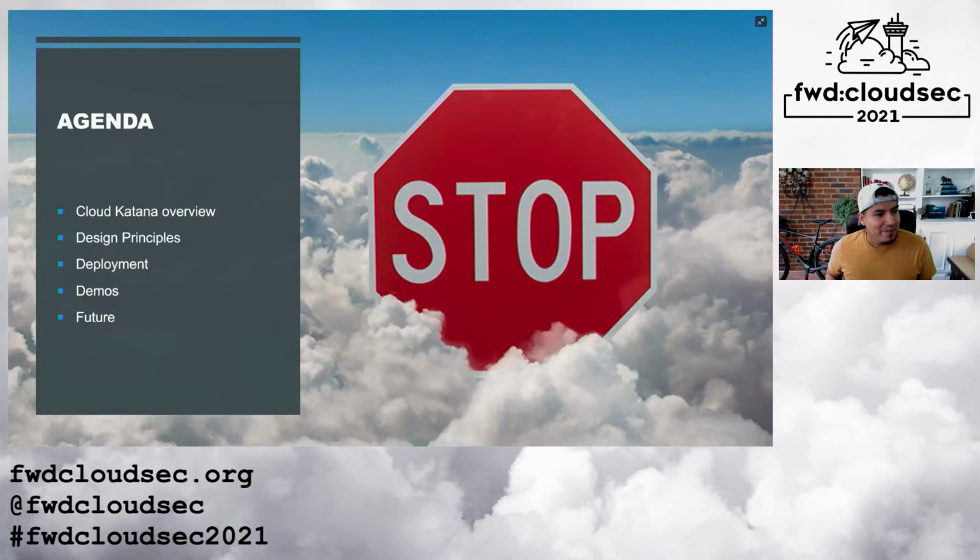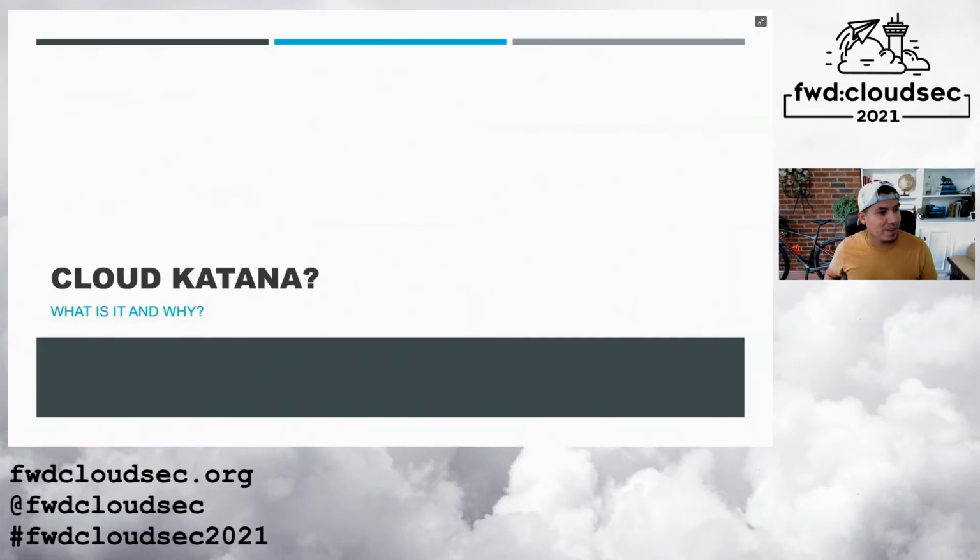All right, so today we don't have too much time, like 15, 20 minutes. So we're going to go over what Cloud Katana is, why it was developed, some of the internals, a little bit into how to deploy it, some basic scenarios, and also a few ideas that I have to improve the project. So hopefully we can collaborate on the project.